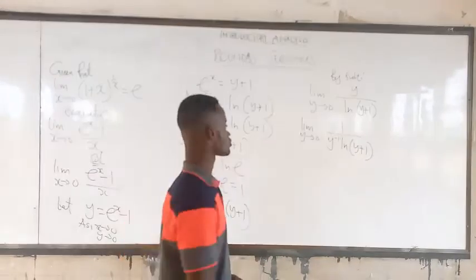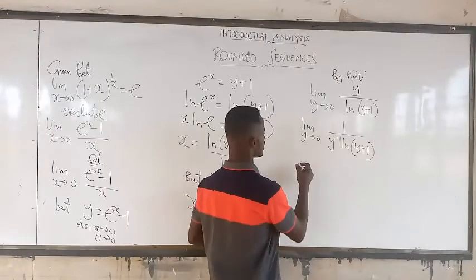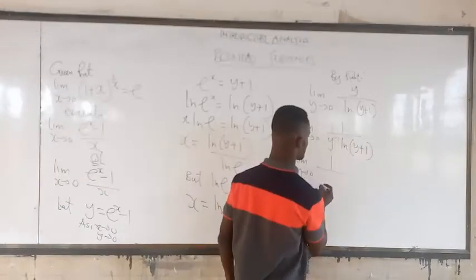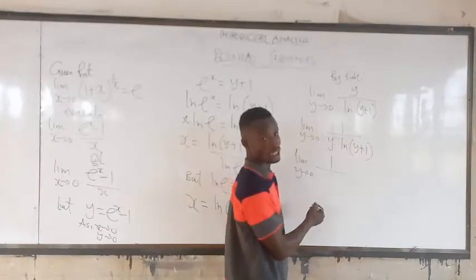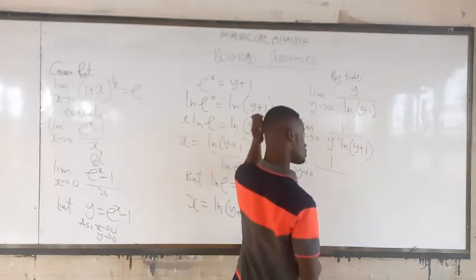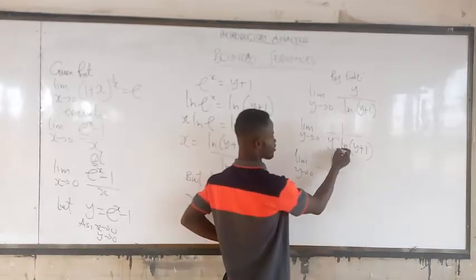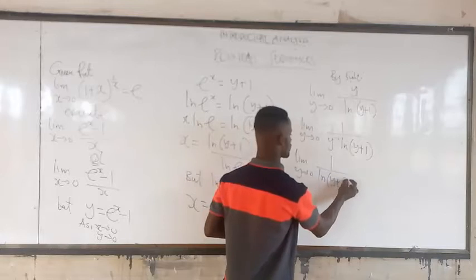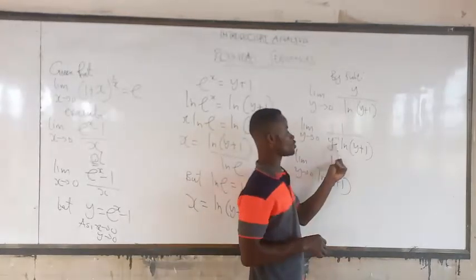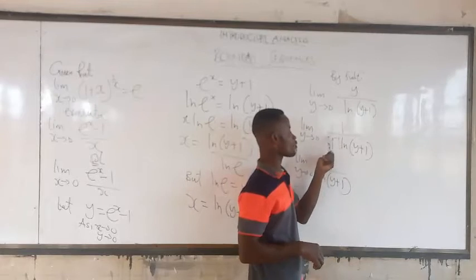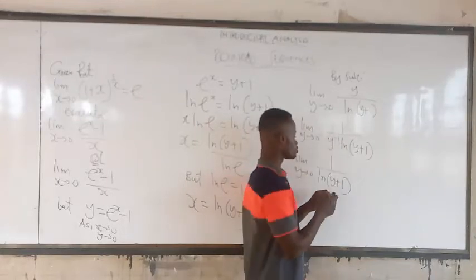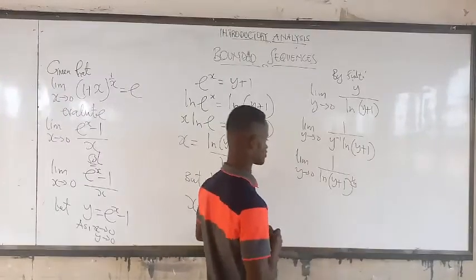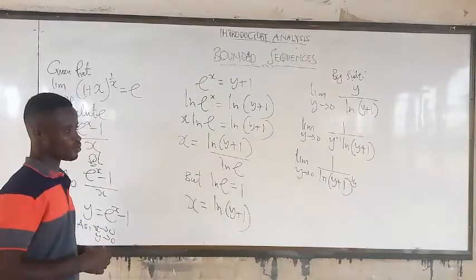Algebra. So we get the limit as y approaches 0 of 1 over, now here we can rewrite this as ln (y plus 1) raised to the power of 1 over y, because this is the same as 1 over y. So it will go and raise to this. Very good. We are getting somewhere.